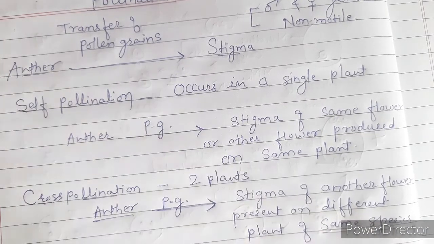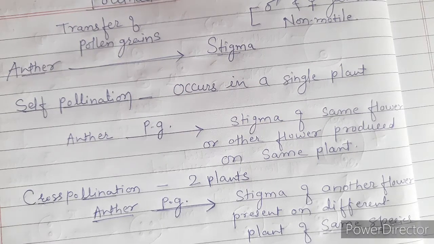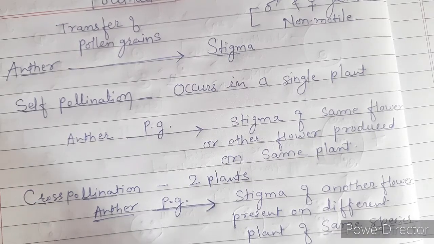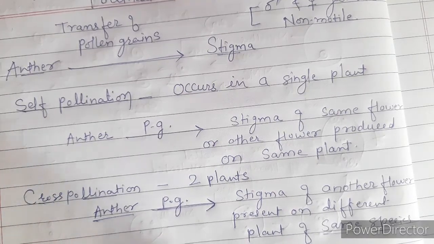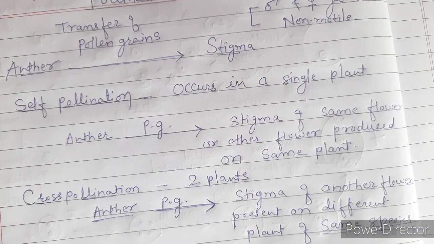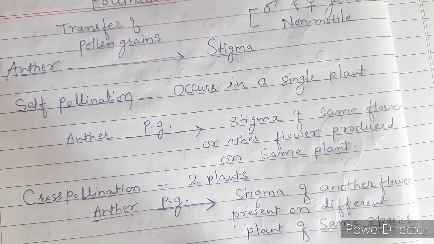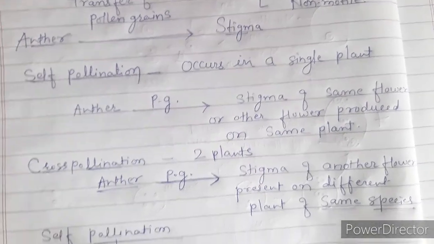Okay, see here. As per natural pollination, self-pollination can be divided into two types. The first one is known as autogamy, and the second one is known as geitonogamy. Now, what is the difference between these two?